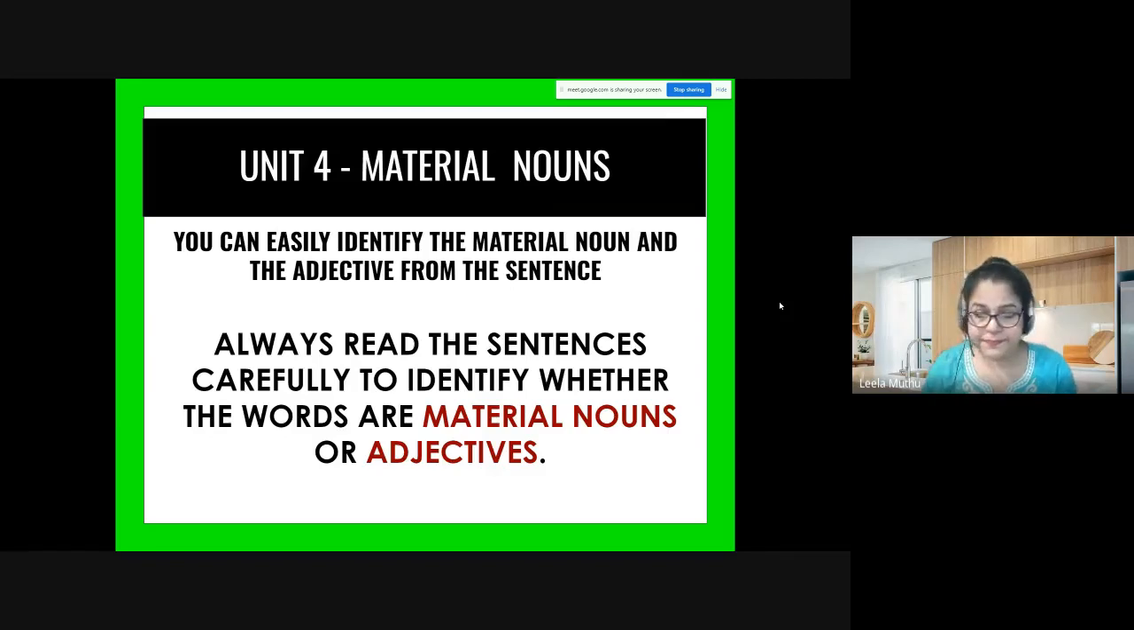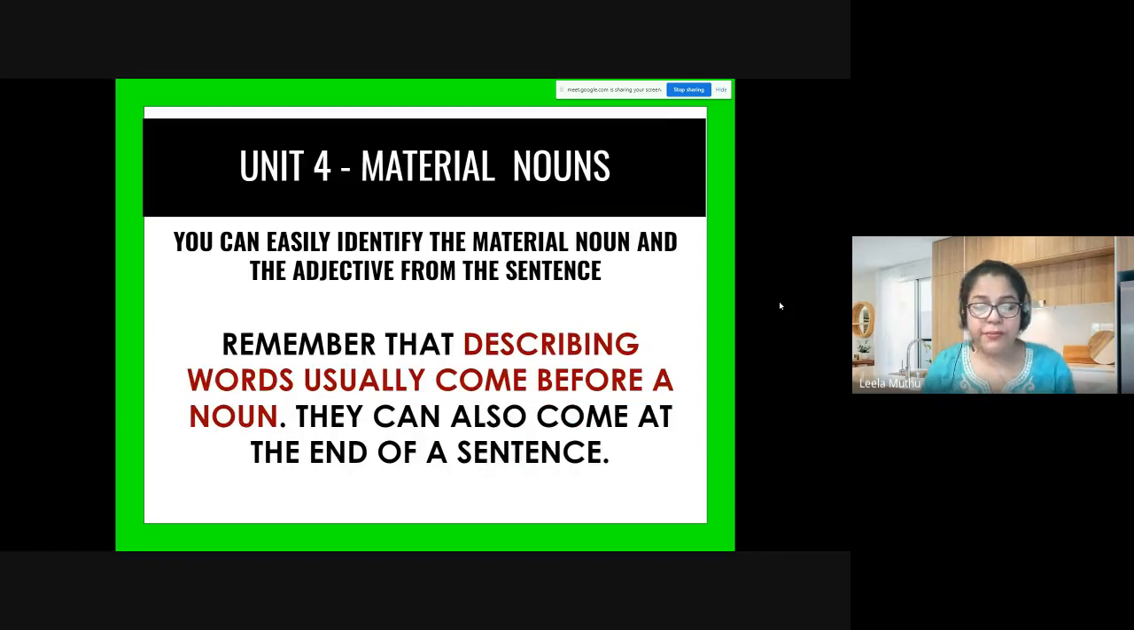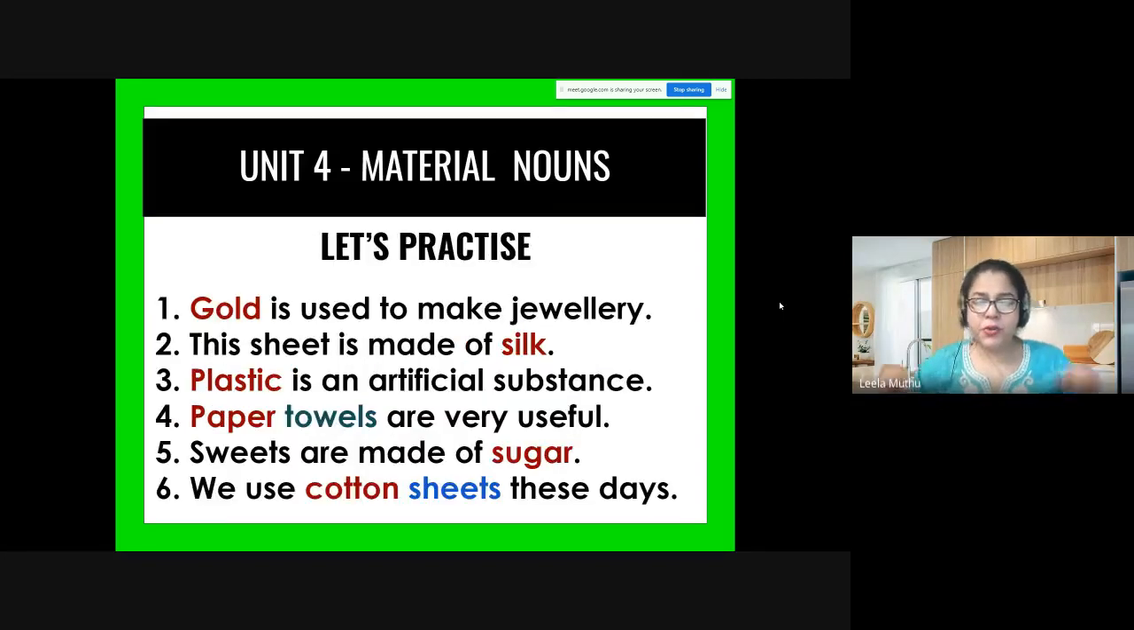All right. So, remember that describing words usually come before a noun, attributive use, and they can come at the end of a sentence, predicative use. Okay? So, let's practice now. This is all practice, and I'm just going to go through it really quickly. Gold is used to make jewelry. Material noun, the words "is used to make" show that it's a material noun.